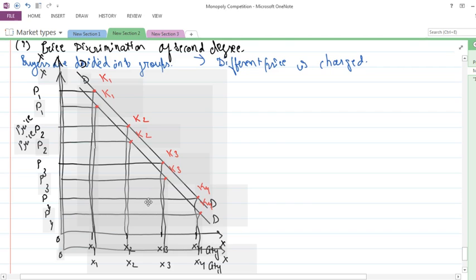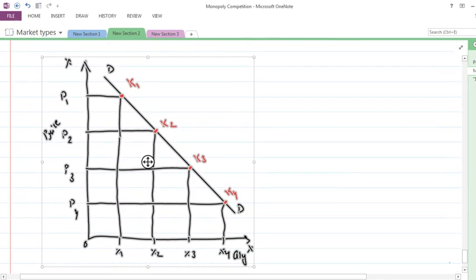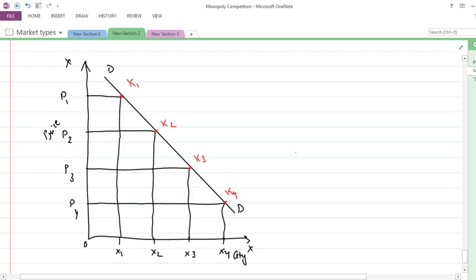So in this manner price discrimination of the second degree is undertaken, wherein different groups are created of the consumers. यहाँ पे different groups market को हमने 4 parts में divide किया है, and from these 4 groups we are charging different prices, say for example from group 1 we are charging OP1 price, and they are willing to buy OX1 quantity.